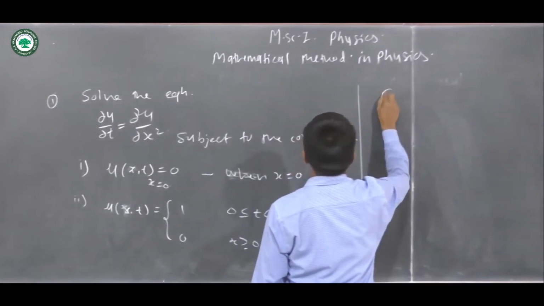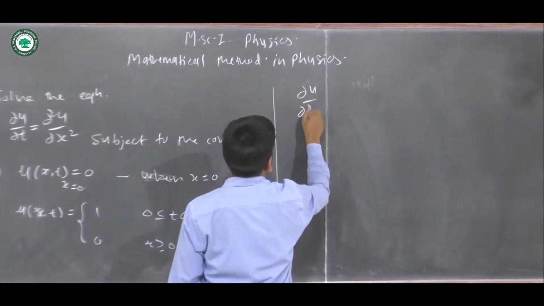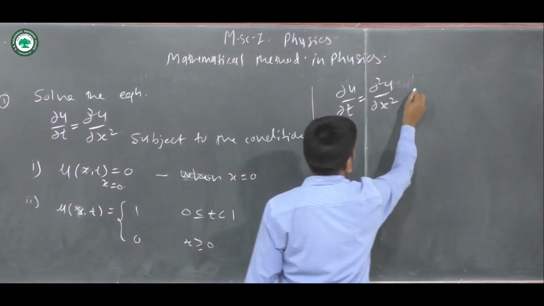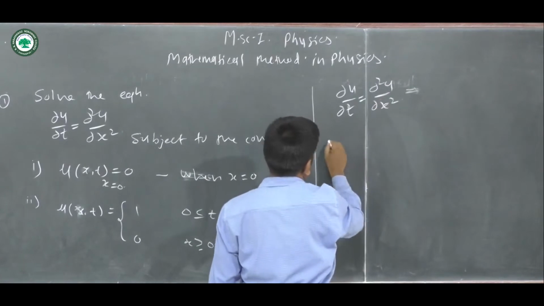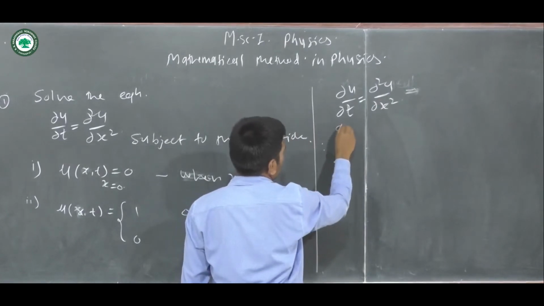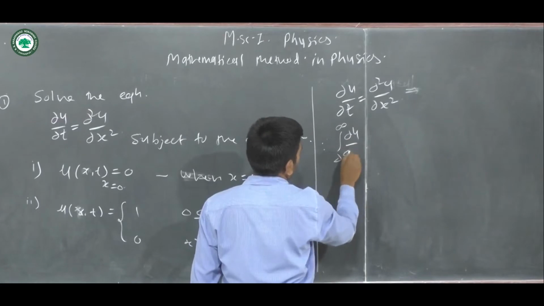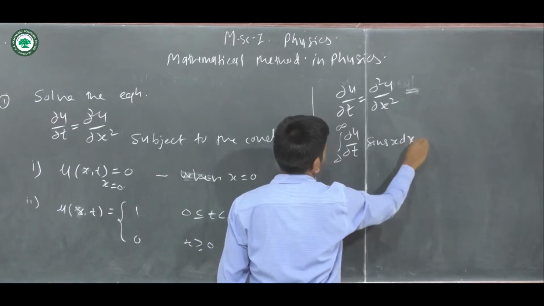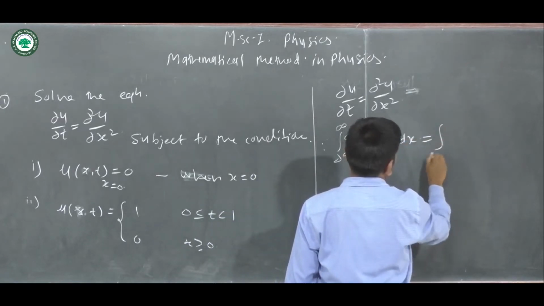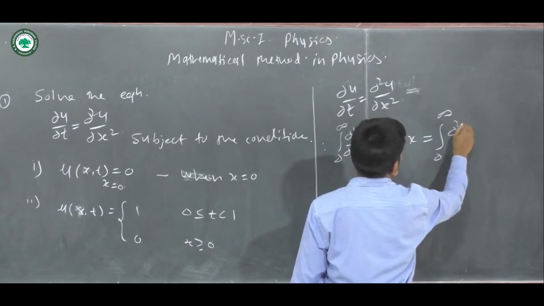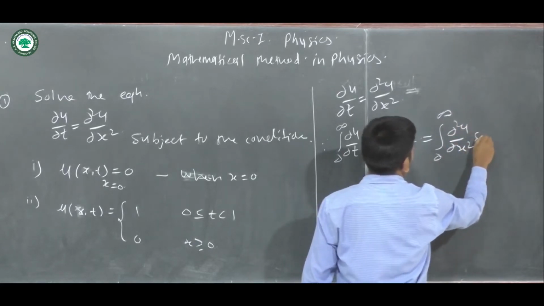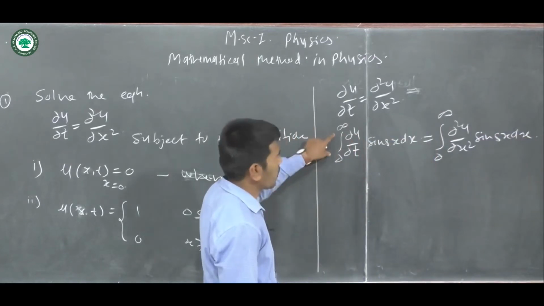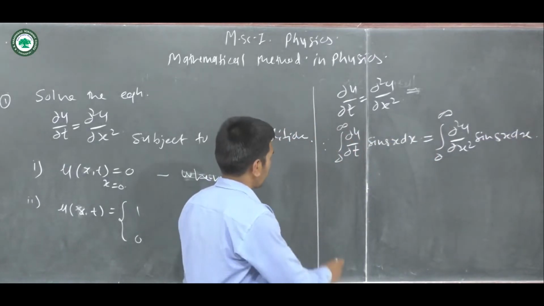So given ∂u/∂t = ∂²u/∂x², if I apply the Fourier sine transform, then the integral from 0 to infinity of ∂u/∂t sin(sx) dx is equal to the integral from 0 to infinity of ∂²u/∂x² sin(sx) dx. This is after applying the Fourier sine transformation.